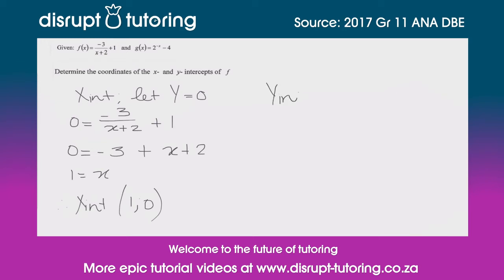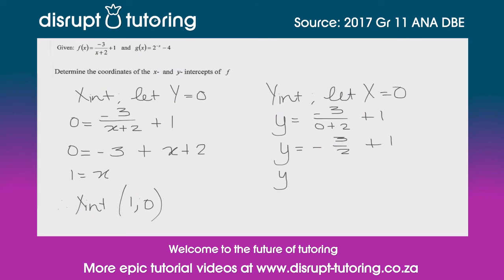So if we want to solve for our y-intercept, we're going to let x equal 0 in this case. Right, so to do that, we're going to say y is equal to minus 3 over 0 plus 2 plus 1. Okay, so y is equal to minus 3 over 2 plus 1. And when we do that, we've got minus 3 over 2, and we add 1 to that, we'll have a negative half. So in this case, y is equal to negative 1 over 2.